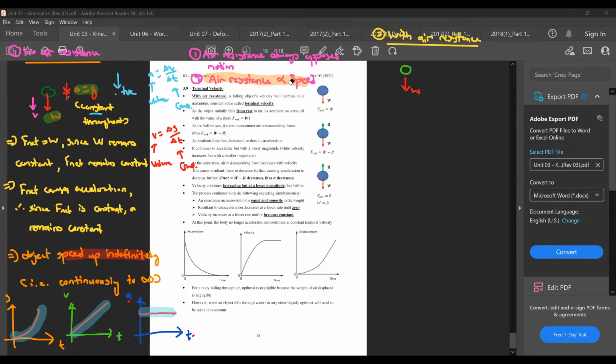We apply them to an object that's falling with air resistance. The first part that I want to consider is where the object is dropped from rest.